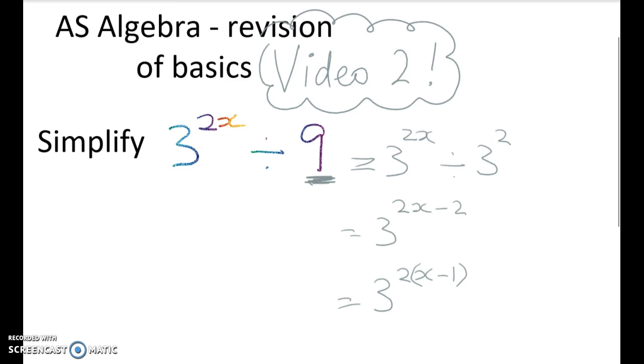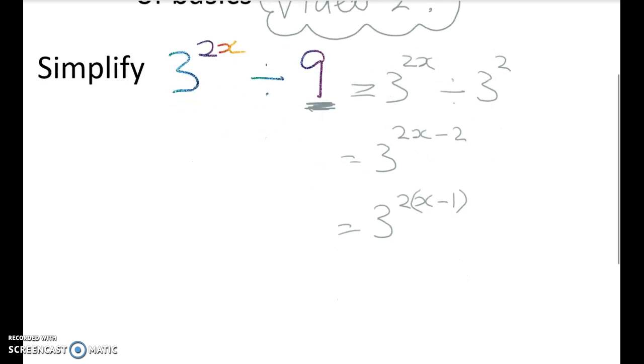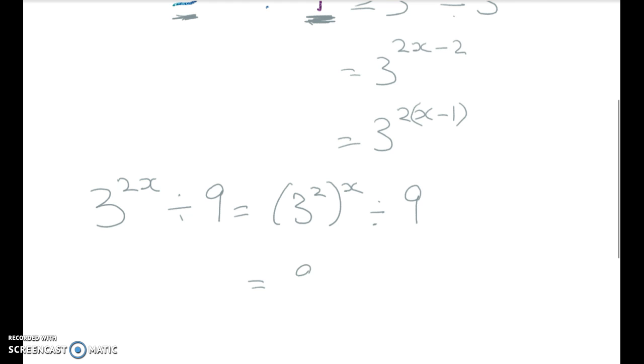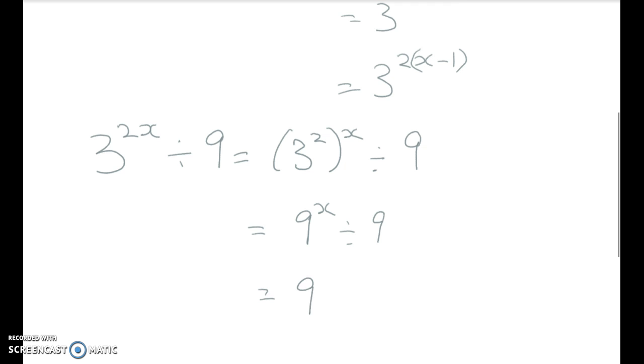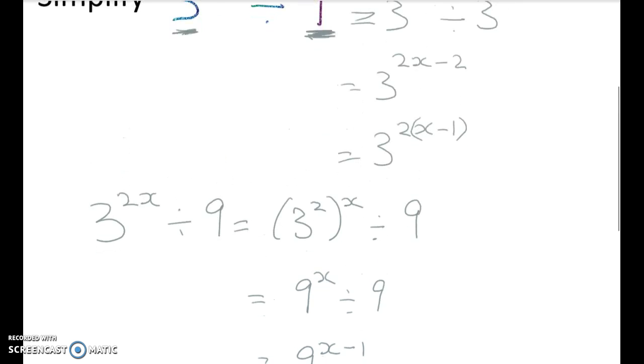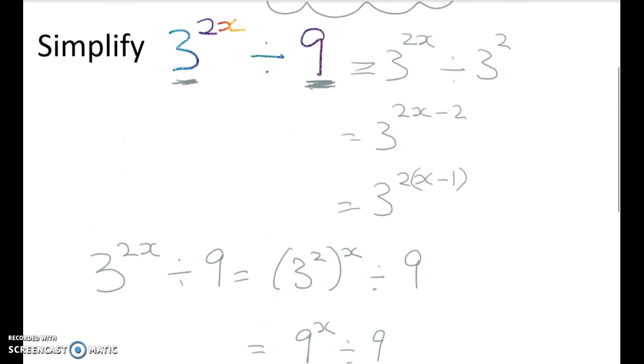Now, the other way that we could have done that question is that we could see, instead of going to a common base of 3, we could have gone to a common base of 9. So let's do it again. The reason I'm doing it again is just to show you that with problems like this, there are often several good ways to proceed. So here we could write that as 3 squared to the power of x divided by 9, which gives us 9 to the power of x divided by 9, which is 9 to the power of x minus 1.